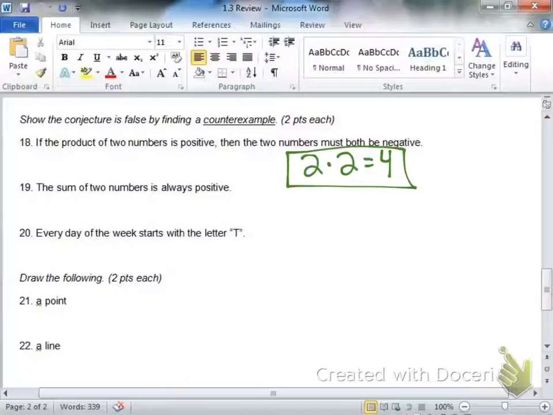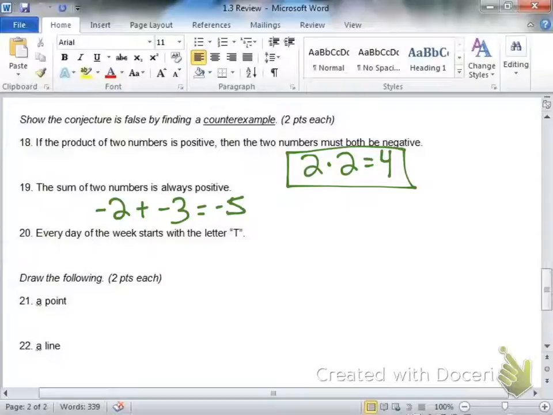What would you have to add? Negative. Yeah, what if you added 2 negatives? Like a -2 plus a -3 is a -5. That's a counterexample. So again, you're not saying true or false. You're not saying yes or no. I know it's false. Show me a reason why.